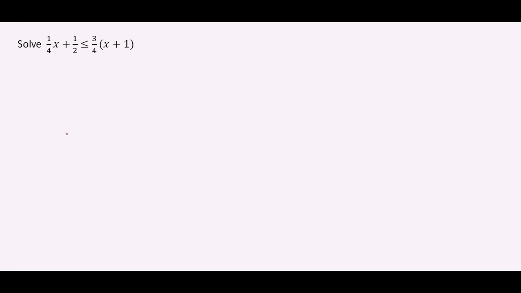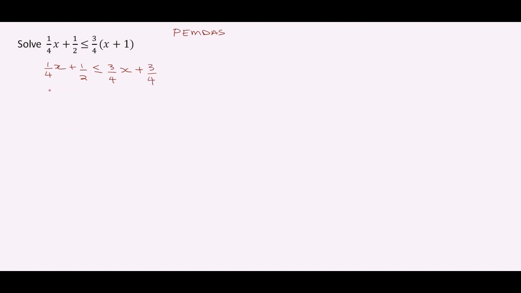Now we have 1/4 x plus 1/2 less than or equal to 3/4 times x plus 1. So the first thing we're going to do, going by PEMDAS, is distribute the 3/4 into the x plus 1 in the parentheses. So we have 1/4x plus 1/2 less than or equal to 3/4x plus 3/4.